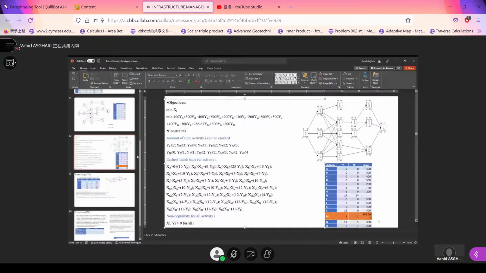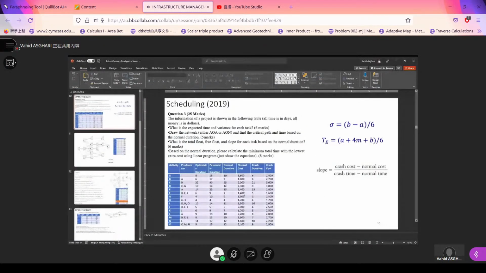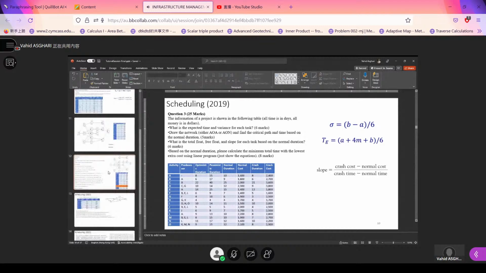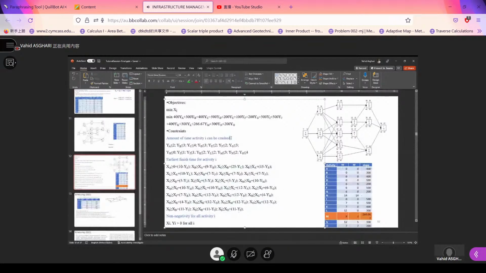So back to the first table, for example, for activity A, the normal duration is 10 days. The crash duration is 8 days. It is impossible to do it in 5 days. So the maximum number of days that it can be crashed is 2 days. So this is related to the first set of limitations. You need to remember the idea behind it.